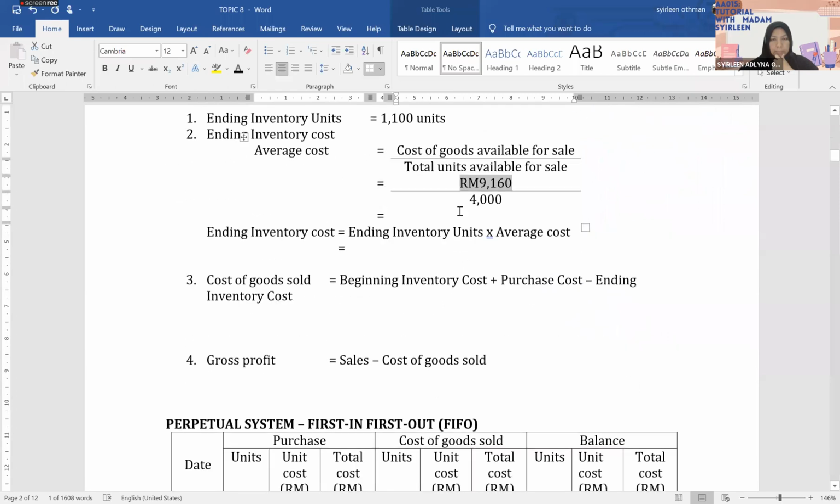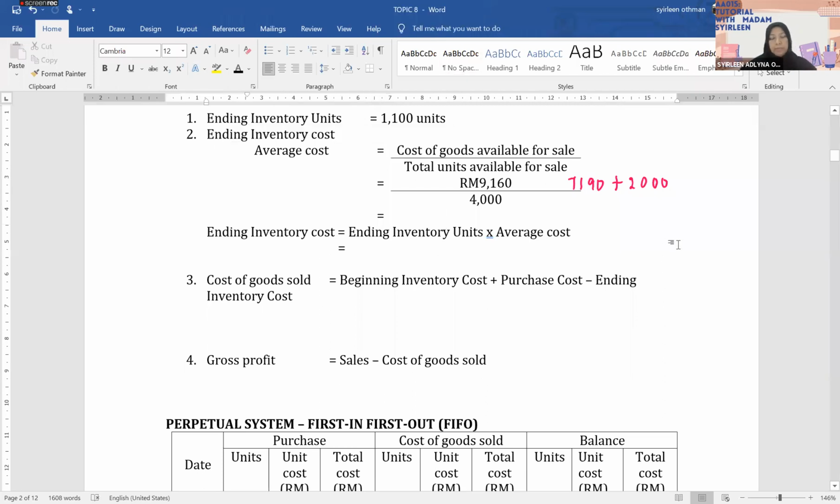Okay, and then kita akan bahagi dengan 4,000 unit. 4,000 unit ialah unit yang kamu ada. Ini termasuk inventory awal. Jangan lupa inventory awal, sebab your purchase cost tadi is 7,190, and kita akan campur dengan beginning inventory cost, which is 2,000. That's how I get 7,190 plus 2,000, that's how I get 9,160. Bahagi dengan 4,000. That means kita campur 3 kali batch belian dan 1,000 inventory awal tadi.